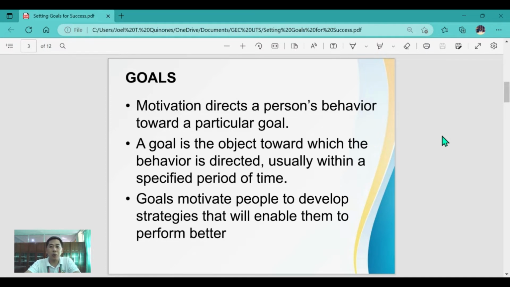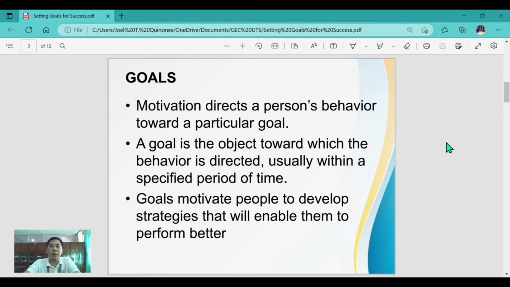Goals is basically motivation directs a person's behavior toward a particular goal. So, na-attain natin yung mga bagay na gusto natin gawin because of one particular or two or more motivations that we have. Okay, so a goal is the object toward which the behavior is directed, usually within a specified period of time. Let's say, for example, your goal is to finish your studies for 4 years, or you have to finish your course in 3 years' time, let's say, for example. Your motivation is basically your parents, your family, your friends, for you to finish the course in allotted time.